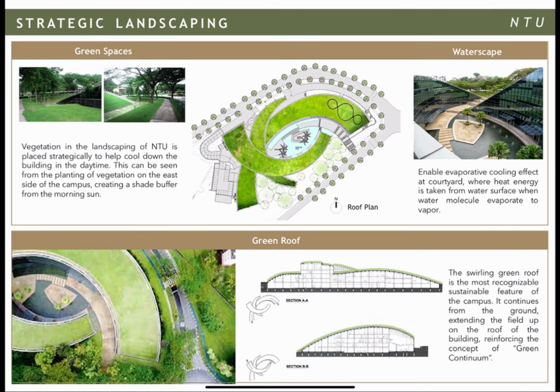The swirling green roof is the most recognizable sustainable feature of the campus. It continues from the ground, extending up to the roof of the building, reinforcing the concept of green continuum.